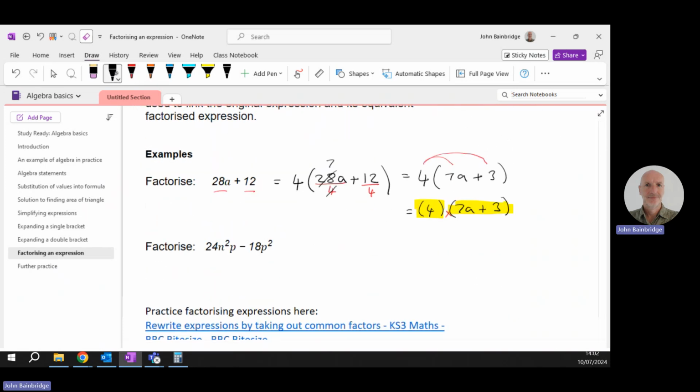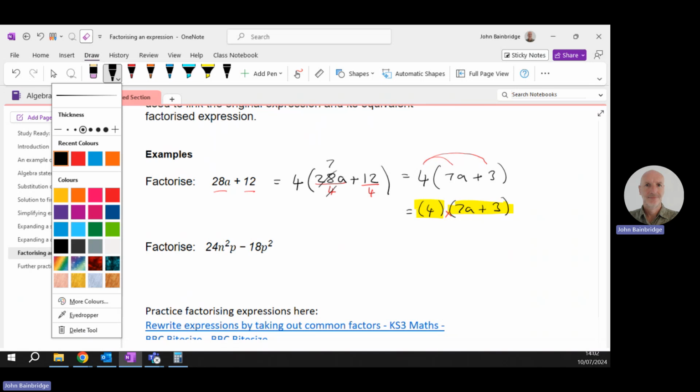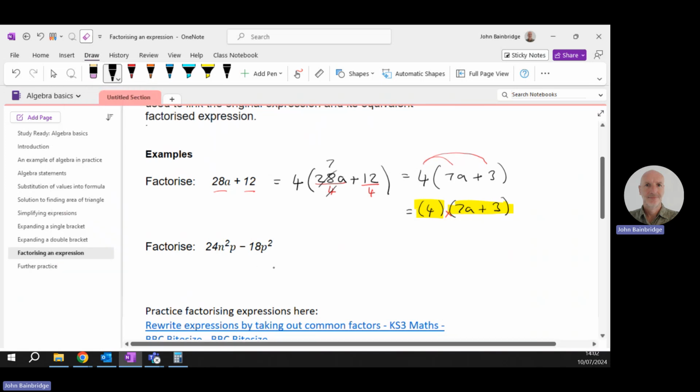One more example here. We've got 24n squared p minus 18p squared. So first of all, look at the numbers 24 and 18 like we did before. What's the highest factor which will go into 24 and 18? It will be 6.